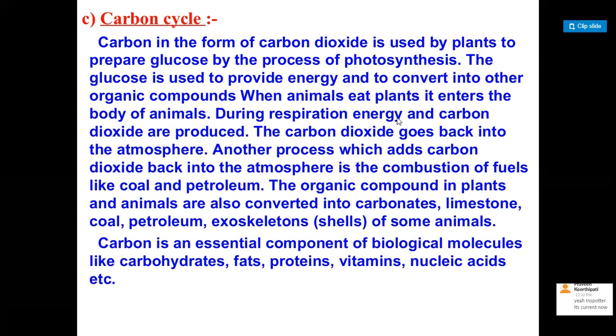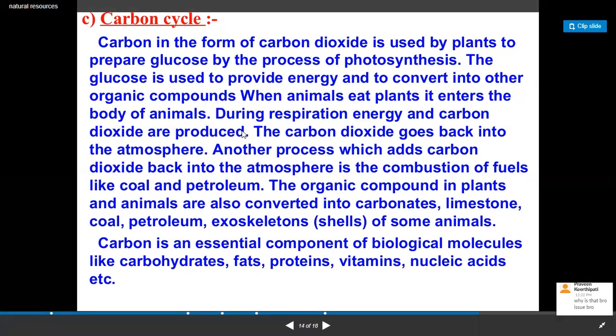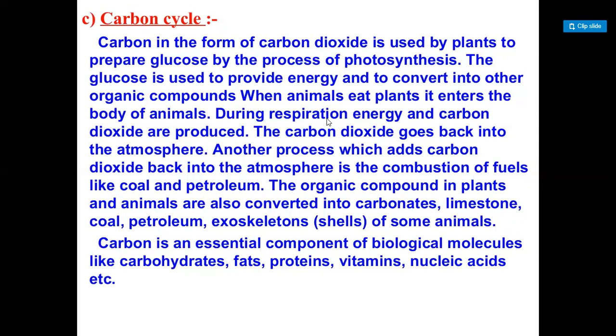Carbon cycle. Carbon is present in the form of carbon dioxide, which is used by plants during photosynthesis. During photosynthesis the plant makes its food in the form of carbohydrate, glucose, which is directly consumed by human beings. Human beings consume this carbon in the form of organic compounds like glucose. During respiration they release carbon dioxide and other material and get energy, and the carbon dioxide is again released in the environment.